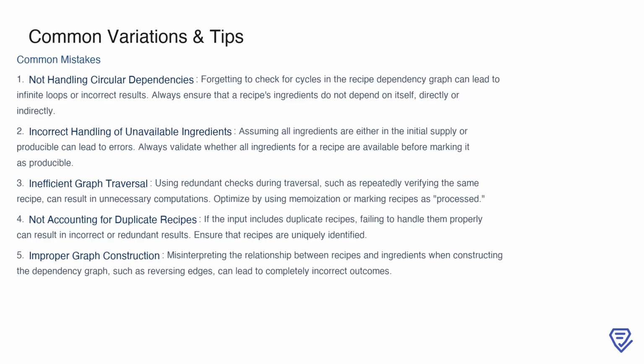Additionally, duplicate recipes in the input can lead to redundant or incorrect results, so ensure that recipes are uniquely identified during processing. Finally, building the graph incorrectly, such as reversing the direction of edges between recipes and ingredients, can lead to completely wrong outcomes, so double-check your graph construction process carefully.